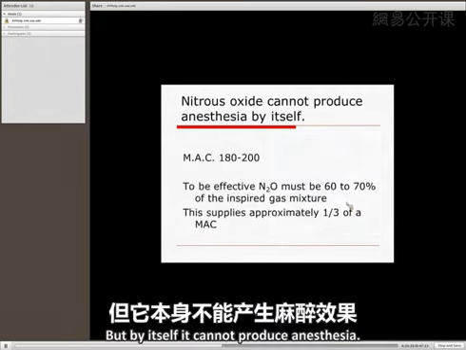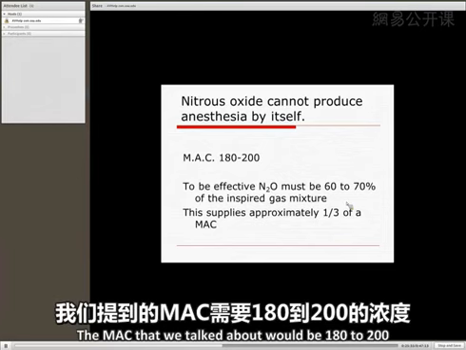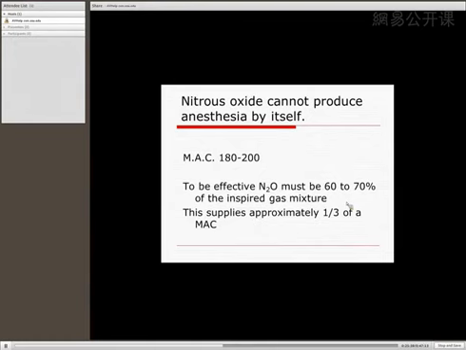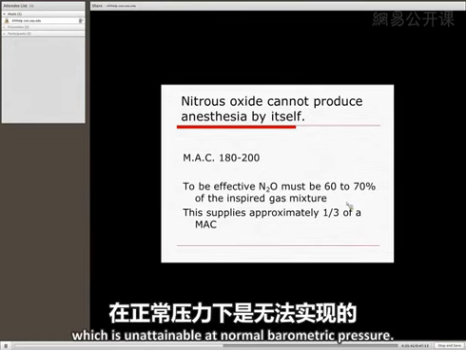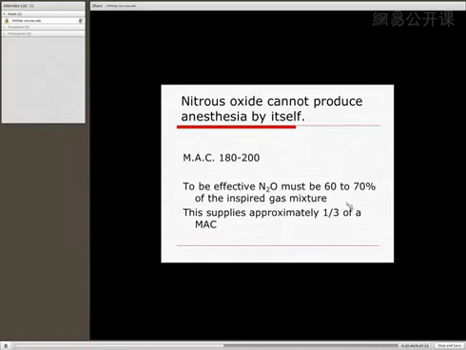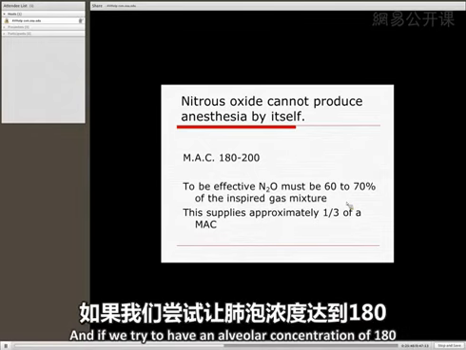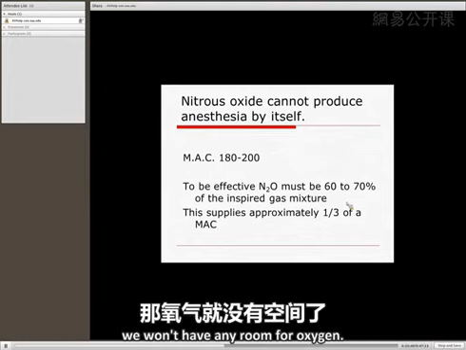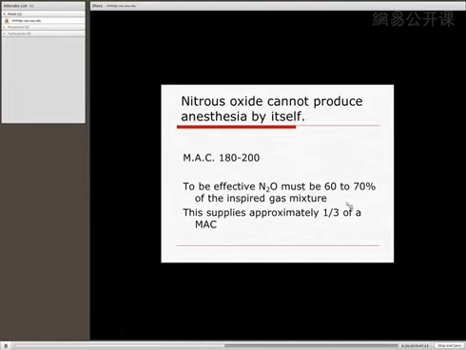But by itself, it cannot produce anesthesia. The MAC that we talked about would be 180 to 200, which is unattainable at normal barometric pressure. And if we tried to have an alveolar concentration of 180, we wouldn't have any room for oxygen, and we'd be hypoxic anyway.